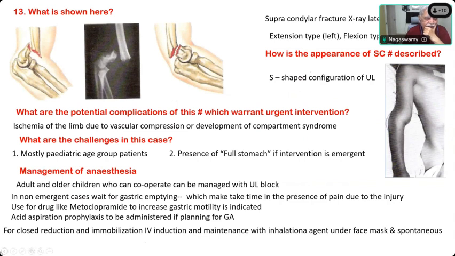Good. So acid aspiration prophylaxis to be administered when planning for GA. What are the drugs to be used for acid aspiration prophylaxis? H2 blockers or proton pump inhibitors, and metoclopramide also. Okay. Closed reduction and immobilization can be done by IV induction and maintenance with inhalation under mask and spontaneous ventilation. But if it is any fixation with pins, you have to go for RSI and control of the airway.